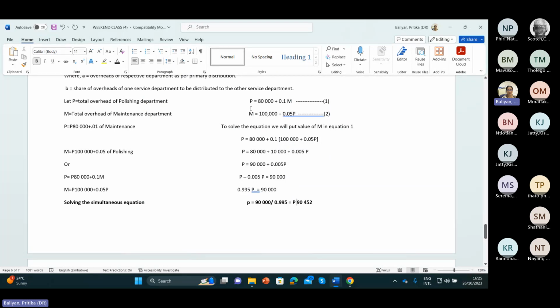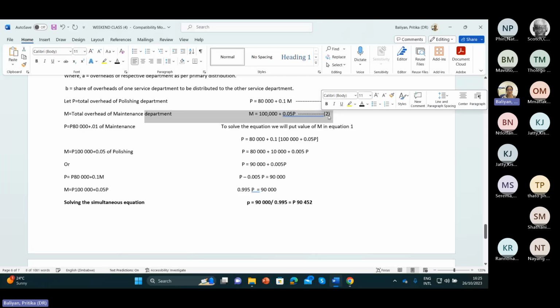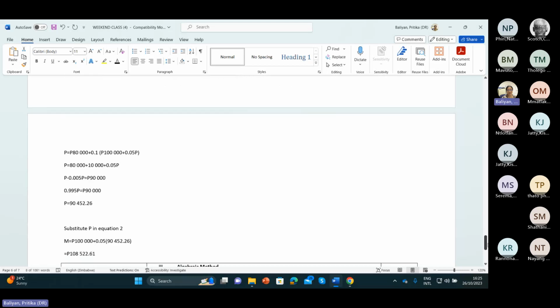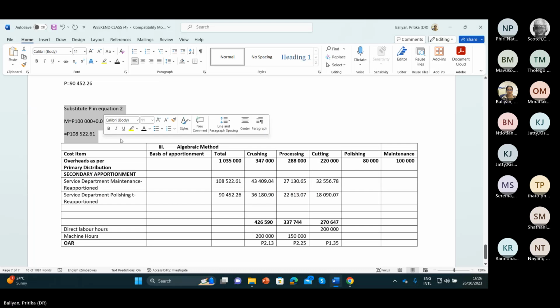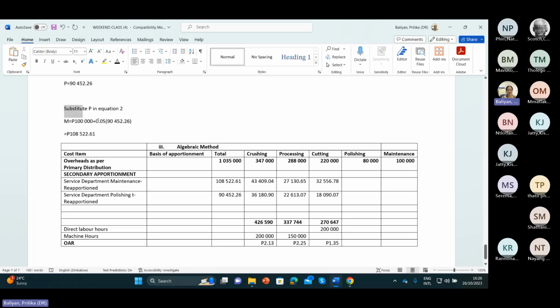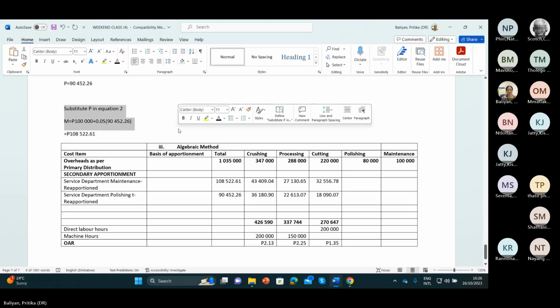Once you get the value of P, you can put this value of P in equation 2 to determine the value of M. Because the second equation is M equals 100,000 plus 0.05 P. Now we know the value of P, so you just put it in equation 2 and get the value of M. So we put the value of P in equation 2: 100,000 plus 0.05 times 90,452. So the value of M will be 108,522.